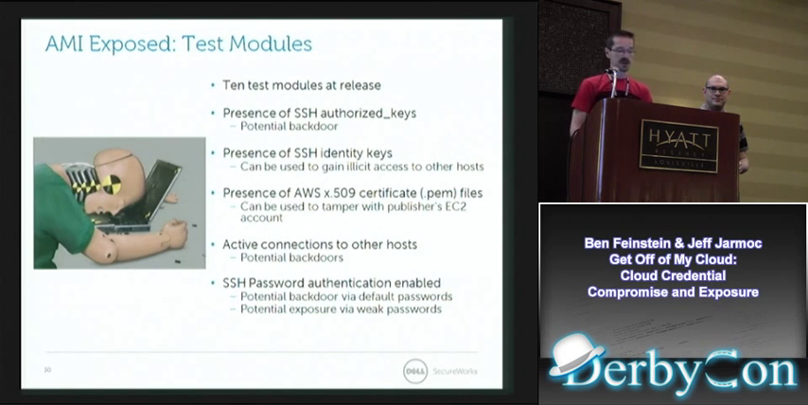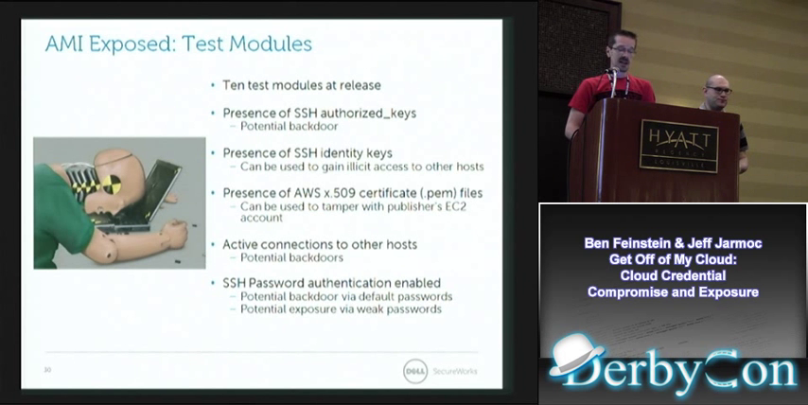There are 10 test modules included in the tool at release, and they look for things like the presence of SSH authorized keys. That could be a potential backdoor path. Are there SSH identity keys, the private key side of SSH? We've found this in some cases where you'll have a private key that's used to authenticate to other hosts, not to the image itself, but in the process of building the image they were copying software over from another host. We also look for the AWS X509 certificates. Once you have that certificate, as Ben said, you can pretty much do anything you want with the publisher's EC2 account. So that's a pretty valuable one.